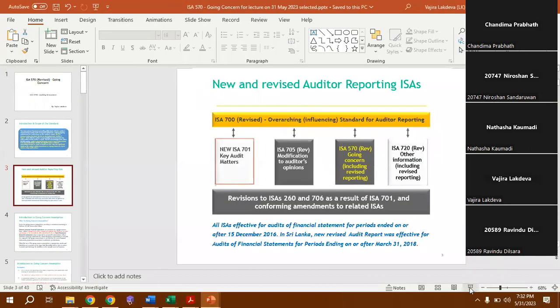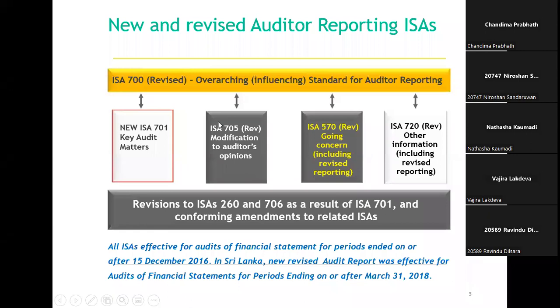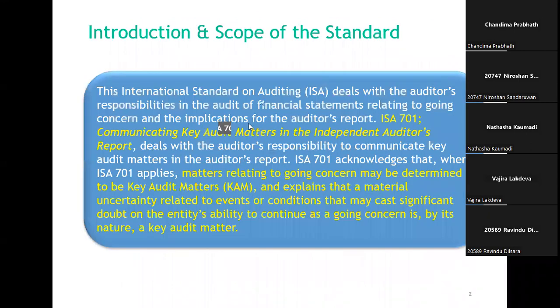So you will see that. There were revisions to the auditor reporting standard. A brand new auditing standard was issued, which is 701. What is that? Communicating key audit matters in the independent auditor's report. So when you do the auditor reporting standard, you will discuss what is a key audit matter, what has to be disclosed under key audit matters.